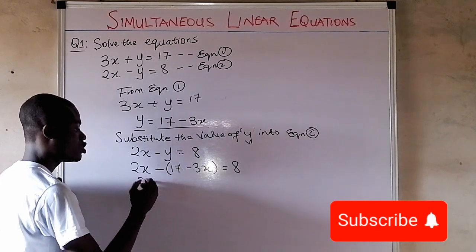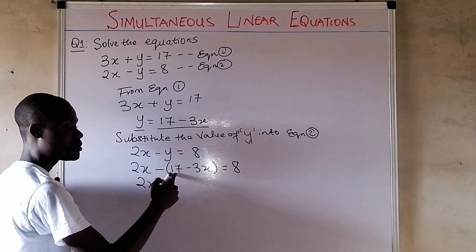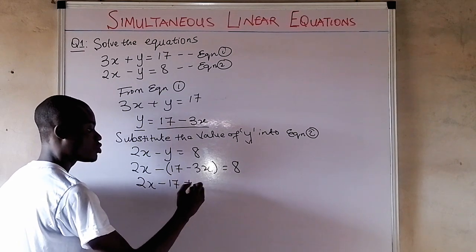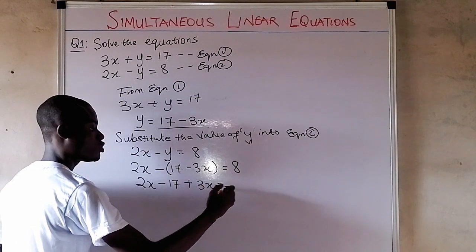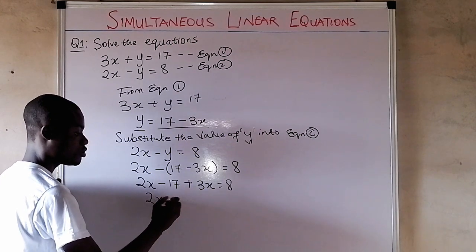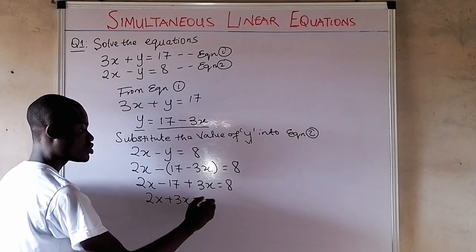So I have this as 2x. When we open this bracket, we are going to have it as minus 17. Minus times minus is plus. That's plus 3x is equal to 8. So next, I have this as 2x, this plus 3x is equal to 8.